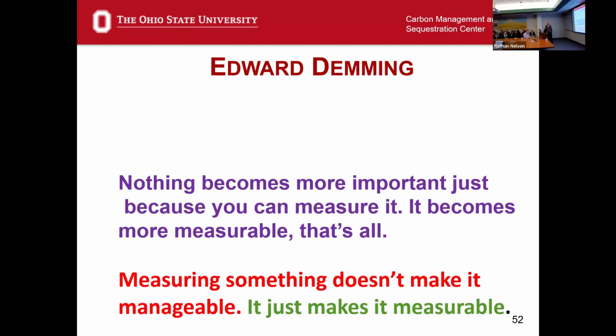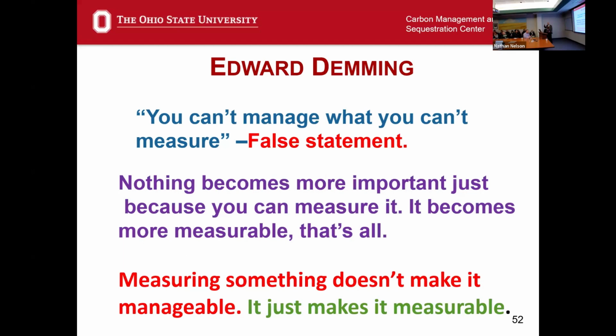Edward Deming was the one who people think made the statement that you can't manage what you can't measure. They think Edward Deming said that. This is a misquotation of Edward Deming. Edward Deming did not say that. He said, nothing becomes more important just because you can measure it. It becomes more measurable, that's all. That was the statement he said. But that statement has been misquoted: what you can't measure, you can't manage.